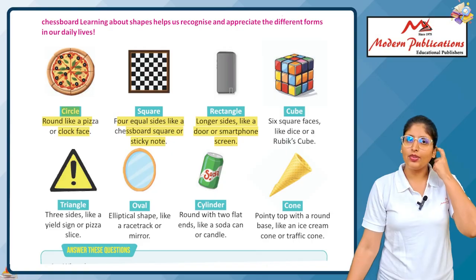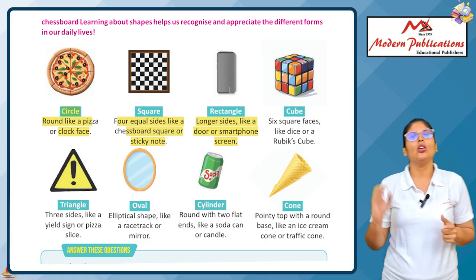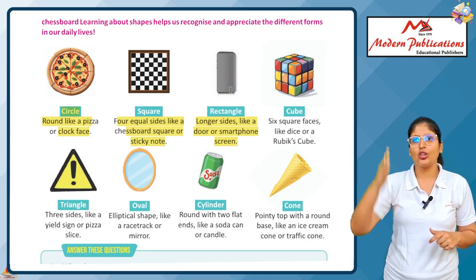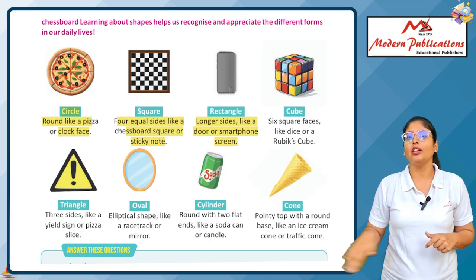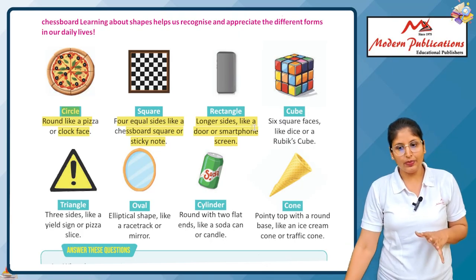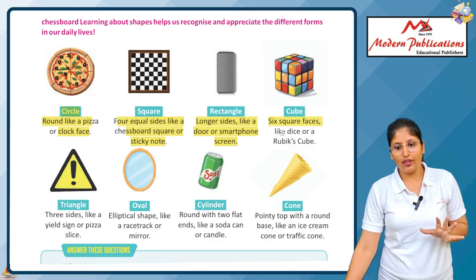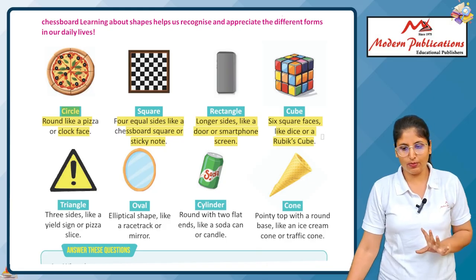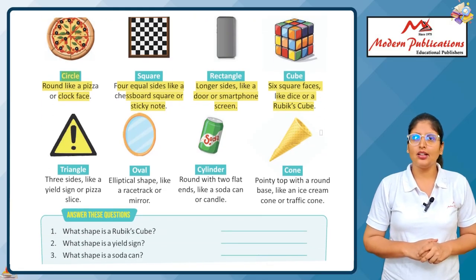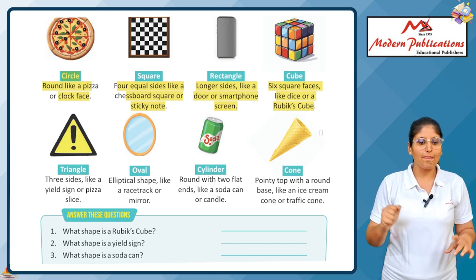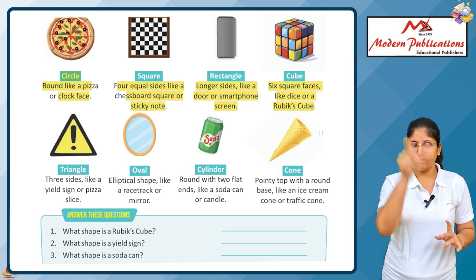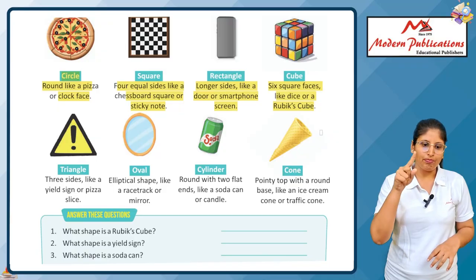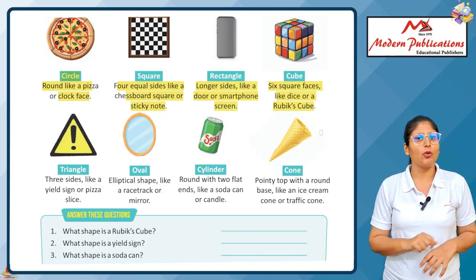Where do you find rectangular shapes? Your mobile phones have rectangular shapes. Your doors also have rectangular shapes, in which their length is more than their breadth. Next, cube: six square faces like a cube or Rubik's cube. Next, triangle: triangles have three sides like a yield sign or a pizza slice. If you see a pizza slice, it is also the shape of a triangle.